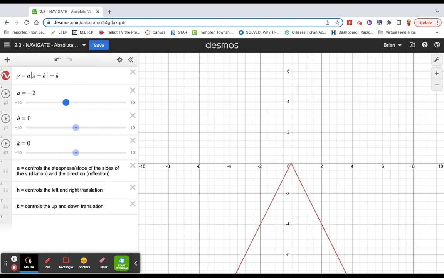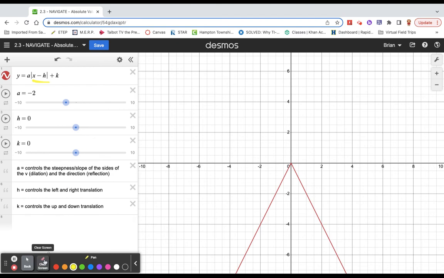Remember how we talked in the last video about the fact that the absolute value makes everything positive. If I make A negative 2 like it is here, that forces all of the values to go below the axis, not above the axis. I know that whatever I get out of this absolute value is going to be positive, and when I multiply it by a -2, I know that has to end up being negative.